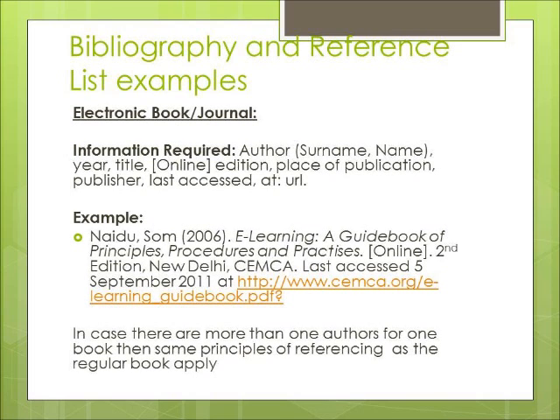As far as electronic books or journals are concerned, you need the following information: author, surname, name, year, title, online edition, place of publication, publisher, last accessed, and available at URL. In order for the reference to be correct, you need to include all the previously mentioned information in the correct order, as it is presented in this slide. The difference between a regular book and an electronic journal or book is that you need to include that it is online, the URL of the website, and when it was accessed. In case there is more than one author for one book, then the same principles of referencing as the regular book apply.